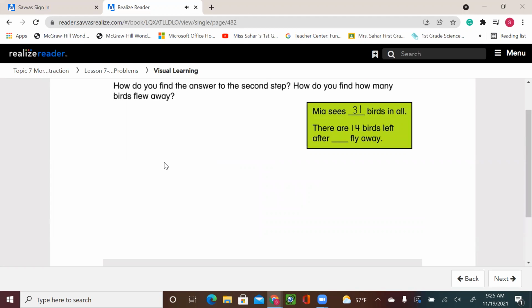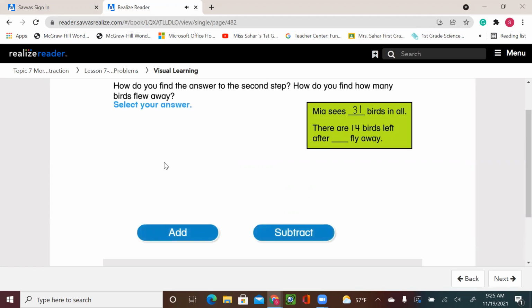How do you find the answer to the second step? How do you find how many birds flew away? Select your answer. All right, so we find out the first part of the question that we need to find: how many in all. How many birds did Mia see in all? So we add what she saw, the red and the yellow. We find out that Mia saw 31 birds.